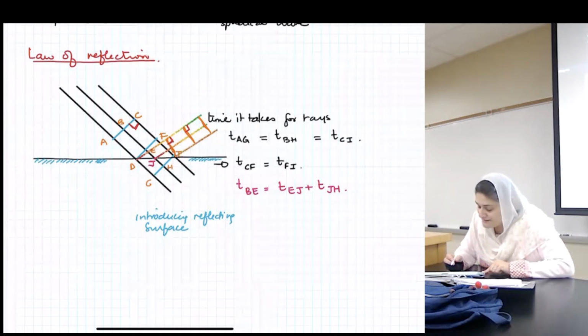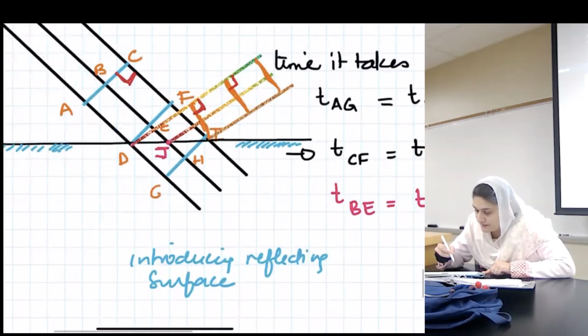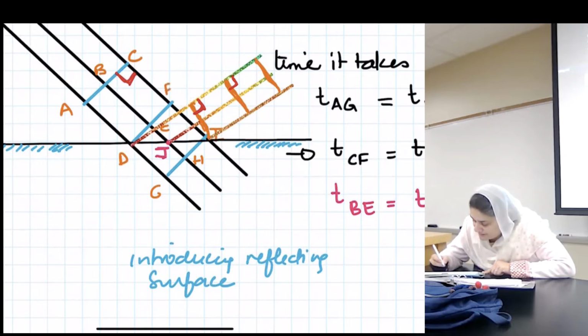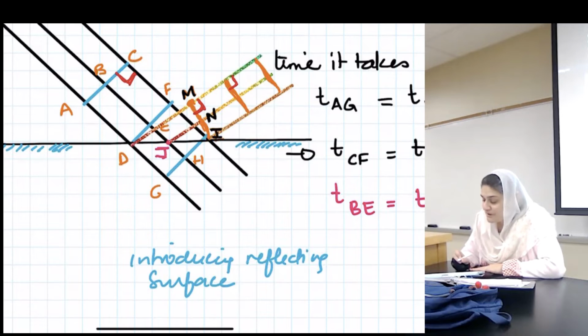Okay, so if I take this part and I zoom in, can I call this distance? Let me say this was my F. I'm going to rename this point as M for now, and then this one N, M, N, and this is still I. Okay, so I'm concentrating on this triangle.